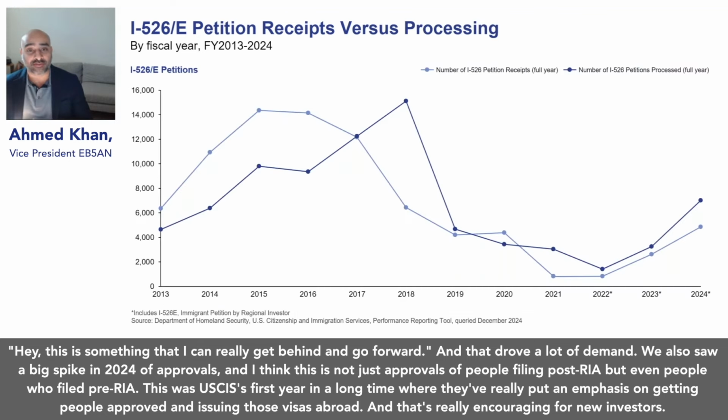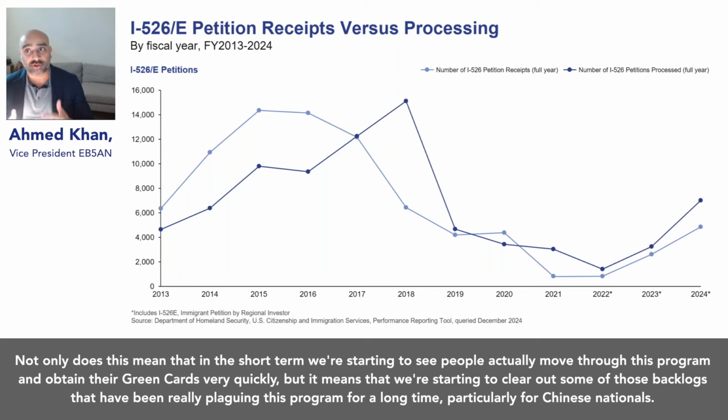We also saw a big spike in approvals in 2024. And this is not just approvals of people filing post-RIA, but even people who filed pre-RIA. This was USCIS's first year in a long time where they've really put an emphasis on getting people approved and issuing those visas abroad. And that's really encouraging for new investors. Not only does this mean that in the short term we're starting to see people actually move through this program and obtain their green cards very quickly, but it means we're starting to clear out some of those backlogs that have been plaguing this program for a long time, particularly for Chinese nationals.